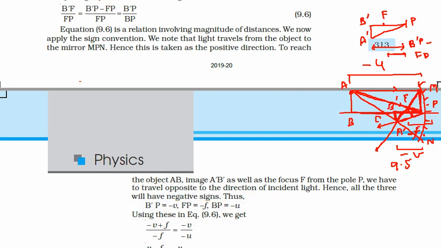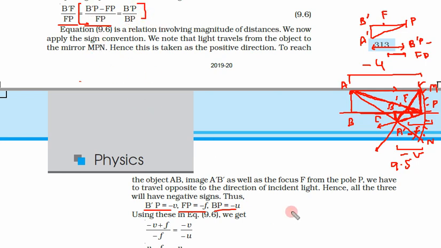So what was our equation? Our equation was B'F upon FP, B'P minus FP upon FP, and B'P upon BP. So what is B'P? B'P is nothing but the distance of the image. So this is minus v. FP, focus and pole, this is minus f. Now BP is the distance of the object, this is minus u. Let us put these values in this equation.